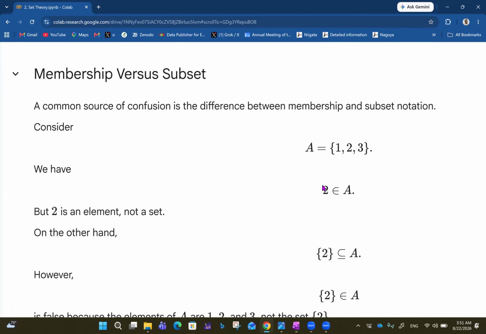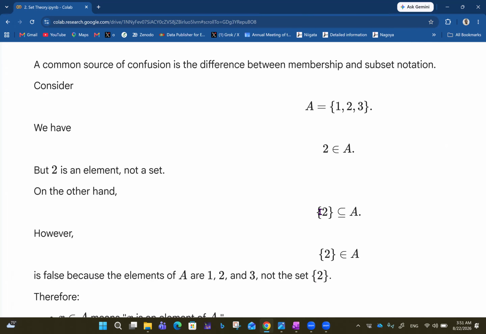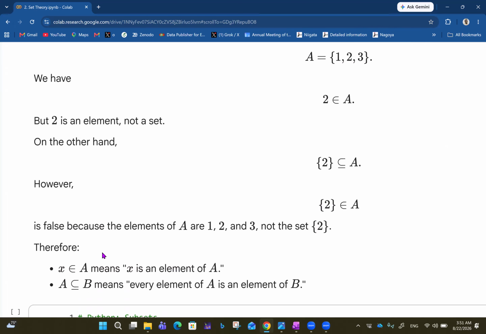So 2 is a number, an element, and 2 in braces is a set, which is a subset of A here. However, we cannot say that set {2} is an element of A. No, this set {2} is a subset of A, not an element. And this 2 is an element of A, not a subset of A. Very important to distinguish that. So this is false because the elements of A are 1, 2, and 3, and not the set {2} itself. Therefore, x ∈ A means x is an element of A, while A ⊆ B means every element of A is an element of B.